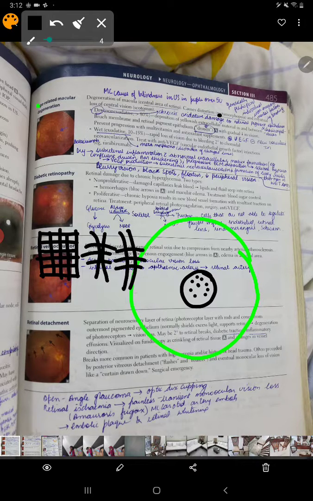Now in dry, you are having chronic oxidative damage, and it is the most common cause of blindness in people in the US over 50 years of age. You see them in genetically predisposed individuals with environmental factors like smoking.